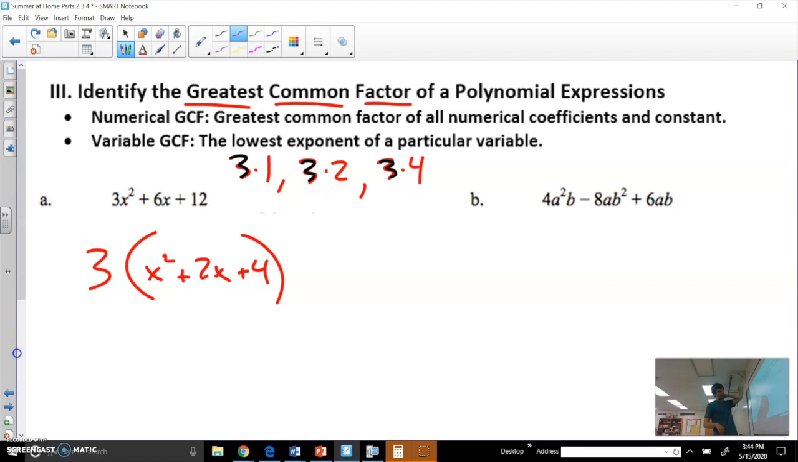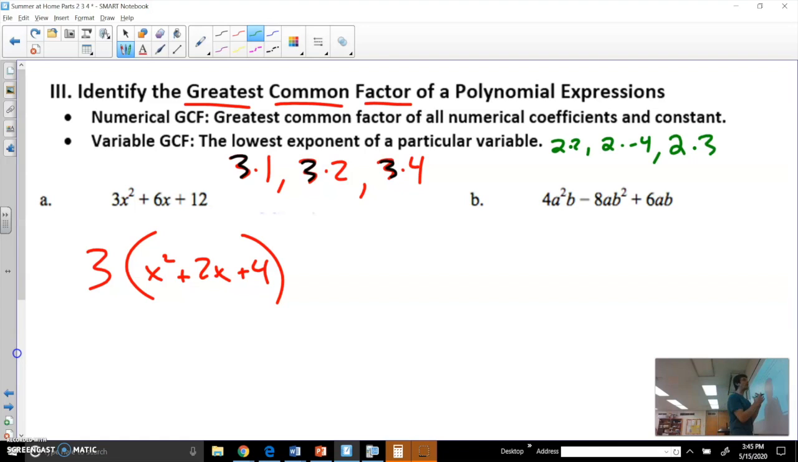Now, let's talk about it when they have variables in common as well. So, when I'm looking at this problem, 4, 8, and 6. 4 would be 2 times 2. 8, or it's really negative 8, would be 2 times negative 4. And then 6, well, that would be 2 times 3. So really thinking about all the numbers that would multiply or divide to be these values, and you can kind of think about what number below all of them they have in common.